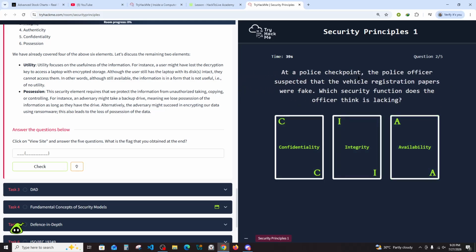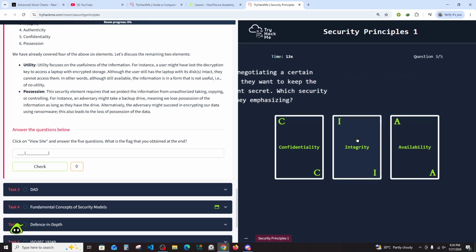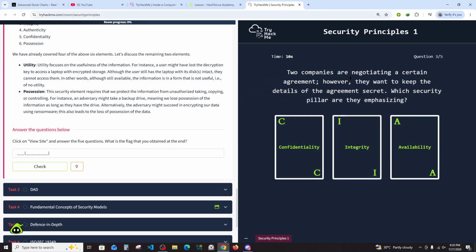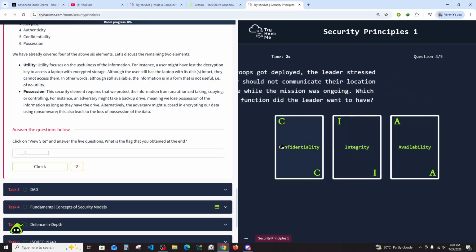At a police checkpoint, the police officer suspected that the vehicle registration papers were fake. Which security function does the officer think is lacking? Fake. Integrity. Two companies are negotiating a certain agreement, however, they want to keep the details of the agreement secret. Confidentiality.